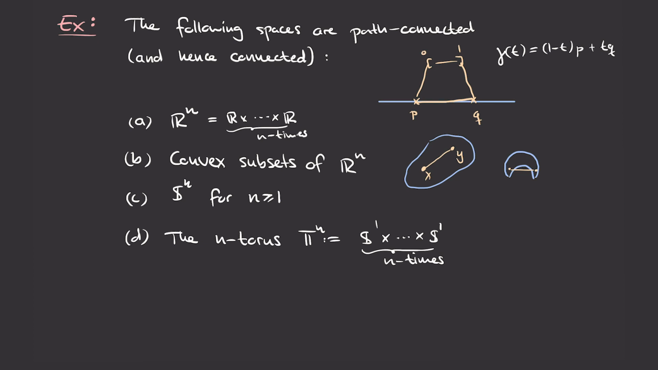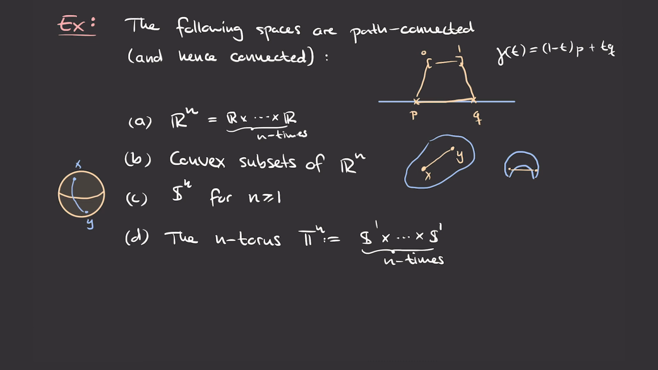Okay, so the next example is the sphere, the n-sphere Sn, for n greater or equal to 1. So recall that for n equals 0, the n-sphere is the disjoint union of 2 points, so that would not be path-connected. However, as soon as n is at least 1, then the n-sphere is path-connected. Maybe I'll illustrate this for n equals 2, so in that case we actually have a sphere. If I take any 2 points on the sphere, then I can define an arc that goes between them and that remains on the surface of the sphere.